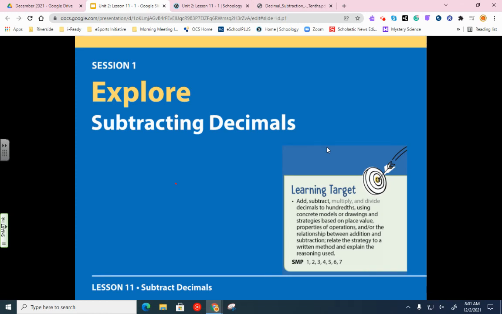Okay, so we're moving on to lesson 11, and we've dealt with adding decimals and lining them up by their place values and their decimal points. Now we're moving on to subtracting decimals. So it's the same idea. We've got to set up the problem correctly first, and then we can use all the subtracting methods that we've done before. So it's all kind of like the same idea.